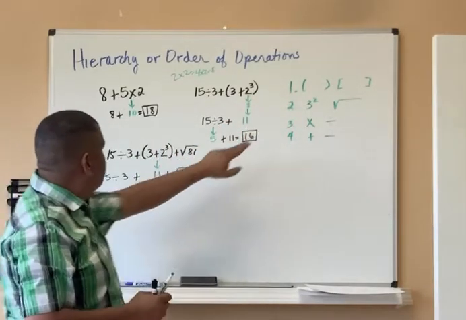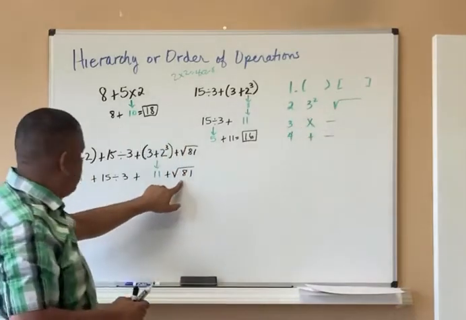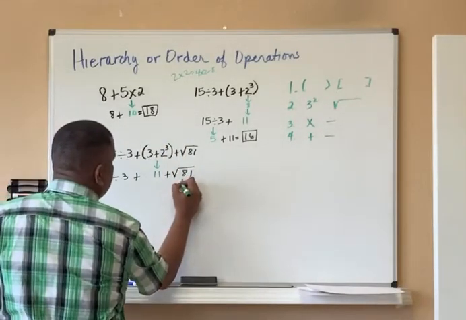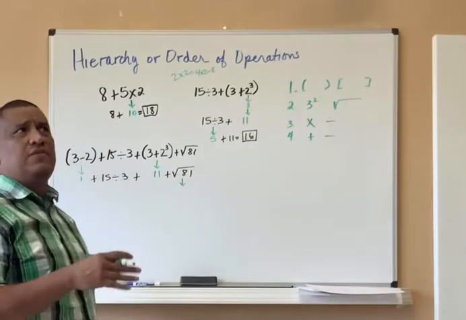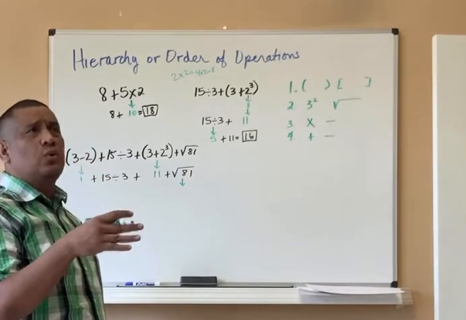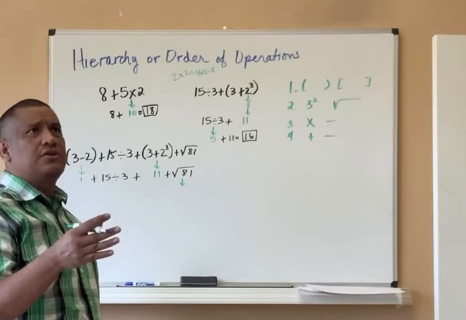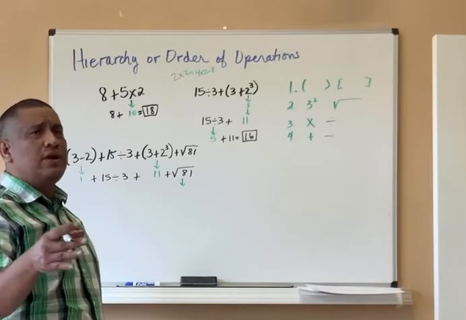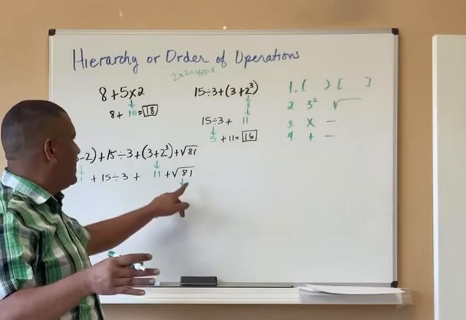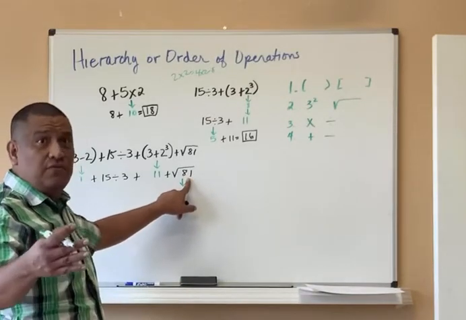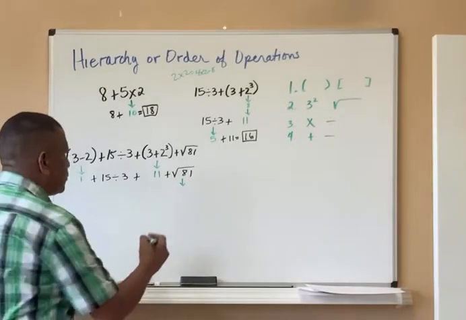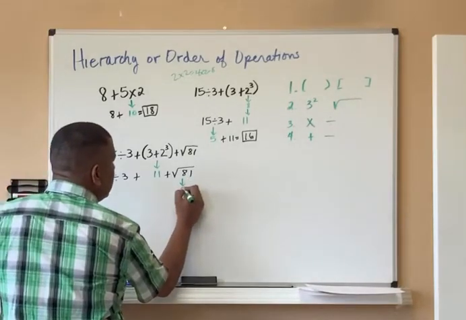Now I have square roots. I have a square root right here. So I bring down the square root, which is, what's the square root of 81? Let's see, 5 times 5 is 25. 6 times 6 is 36. 7 times 7 is 49. 8 times 8 is 64. 9 times 9 is 81. There we go. So the square root of 81 is 9.